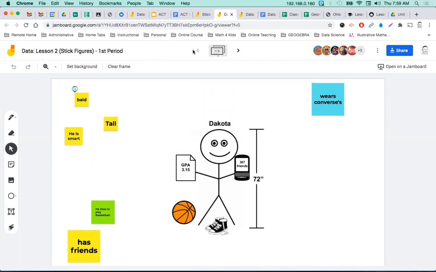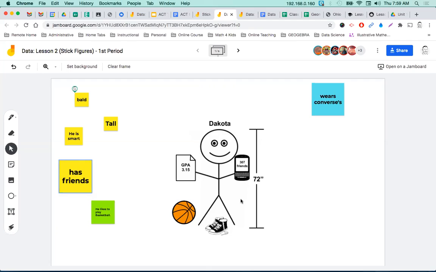I wrote down bald, but I think they're all gonna be bald. So we got somebody said tall, smart, likes to play basketball, has friends, wears Converse. Okay, those are all good. And some of these are very specific, like wears Converse, plays basketball. We could say he plays sports, but playing basketball is specific.